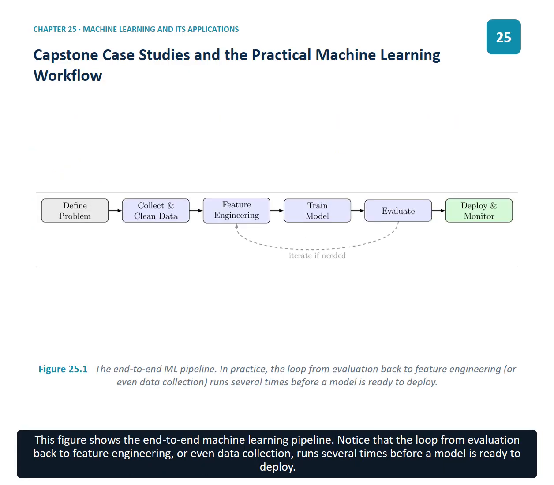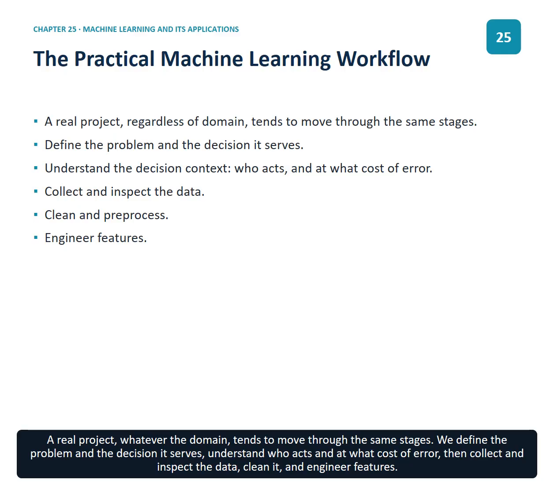This figure shows the end-to-end machine learning pipeline. Notice that the loop from evaluation back to feature engineering or even data collection runs several times before a model is ready to deploy. A real project, whatever the domain, tends to move through the same stages.